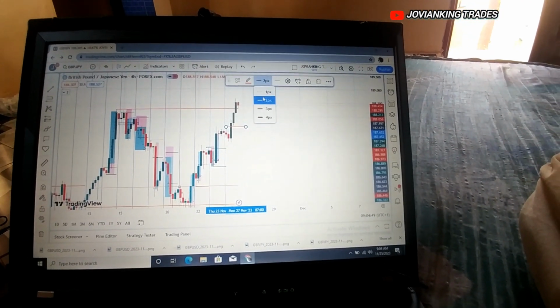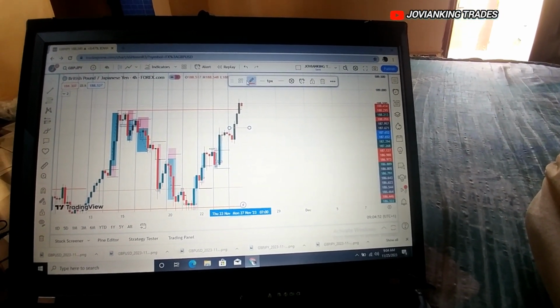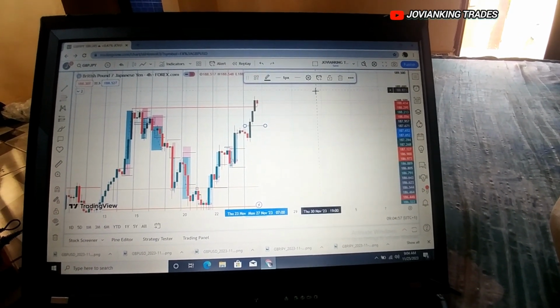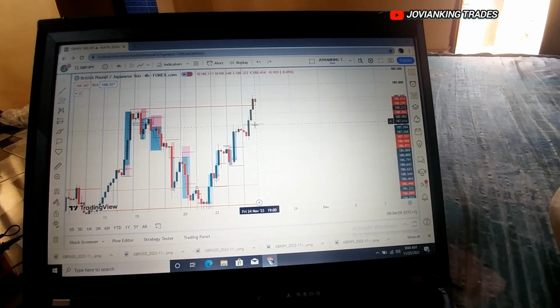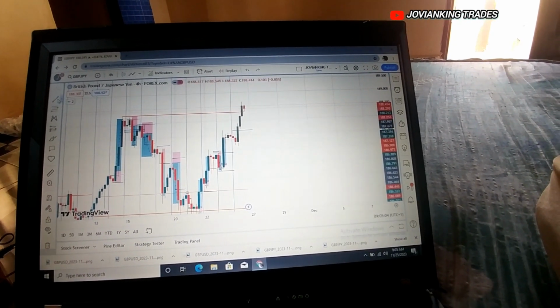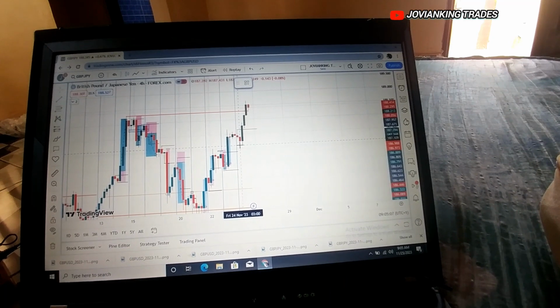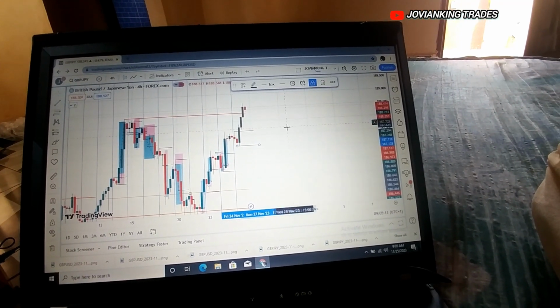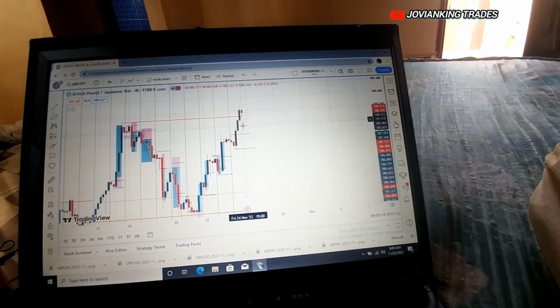Okay. Let me change the color to black. This is it. So this is my high of the day. Let me also lock it, and then this is the 4 hour low of the day. You get me now? So if market breaks this one, we look for more buy.